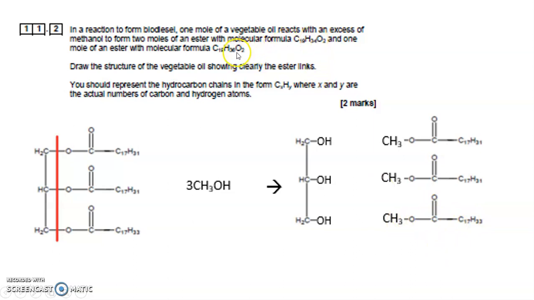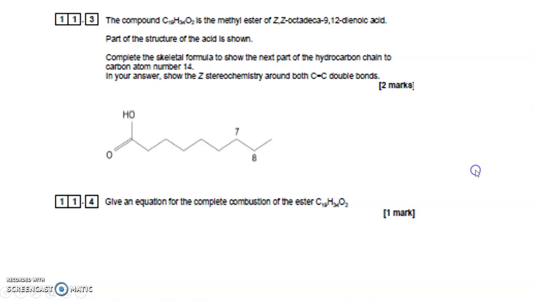So I take these values here, the molecular formula of the esters that are made, and I take from here, subtract 2 carbons, 2 oxygens and 3 hydrogens, and I find out what the remainder is. The compound C19H34O2 is the methyl ester of ZZ octadeca-9,12-dienoic acid. Part of the structure is shown below.